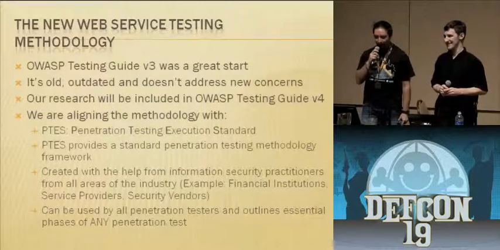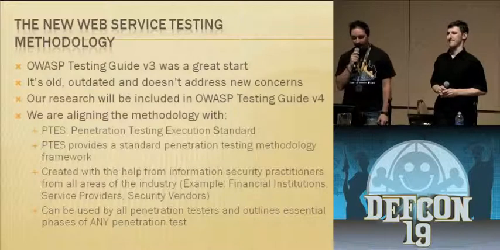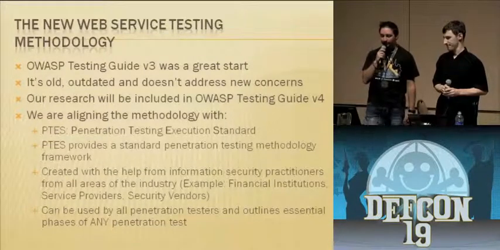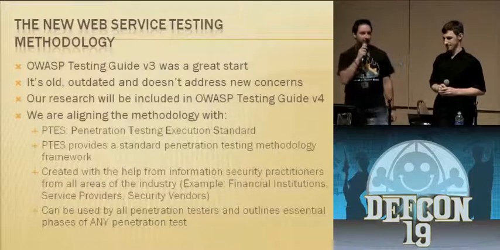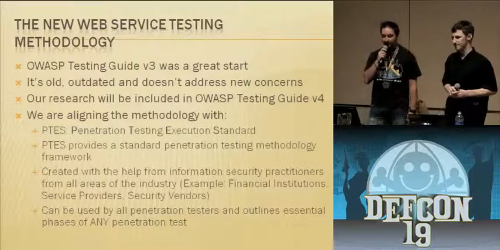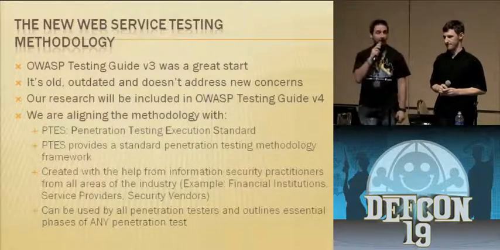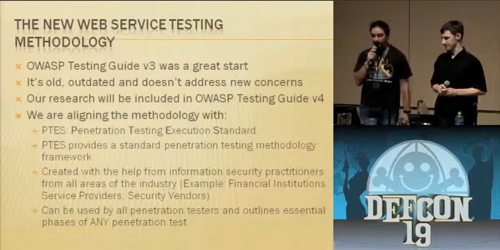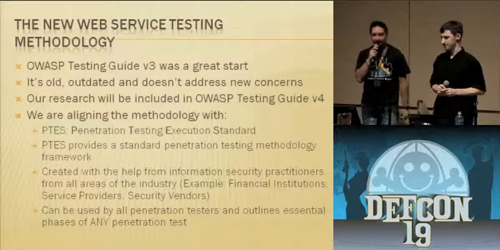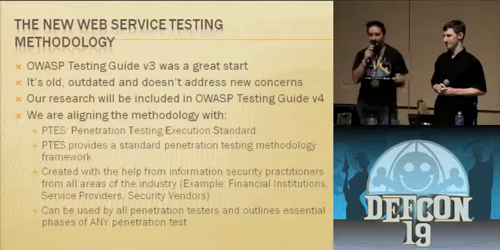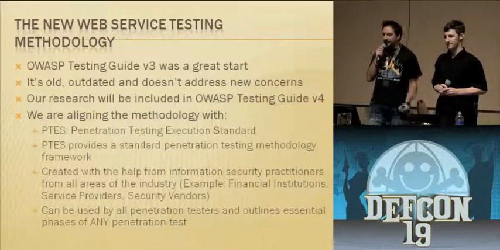So what we're doing is we're taking the information from the OWASP testing guide version 3, and we've completely revised it with the newest technology that's out there for web services, and we are contributing this back to OWASP for the testing guide version 4 that right now is under development. The big thing that we're changing, from a high level, is aligning that with the PTES, which is the Penetration Testing Execution Standard.